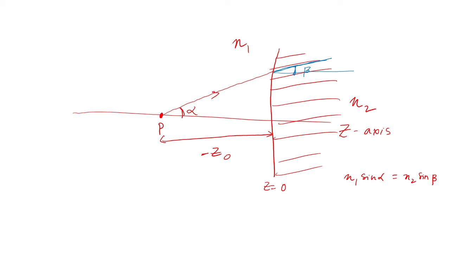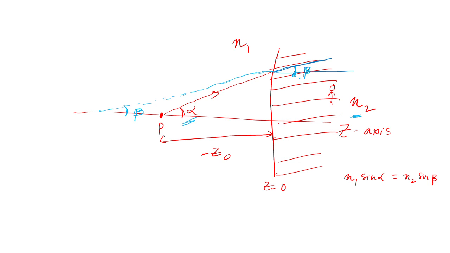Now if I want to look at the image of this point P, if I'm standing inside this, if I'm just looking at this ray, the blue color ray that is refracted, it would appear as if it is coming from here, where the angle is beta, right? This is because the original ray which was going from point P at an angle alpha refracted, and inside surface N2 it is at an angle beta, right?